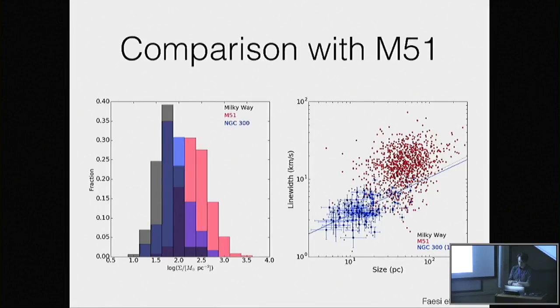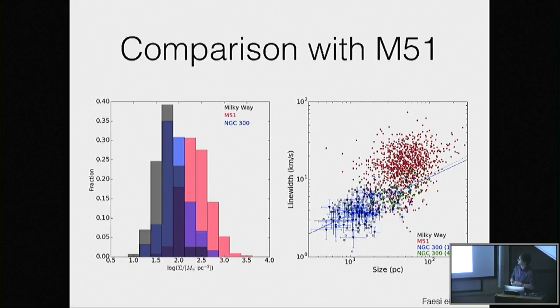And it's been well studied by the PAWS survey. So comparing the surface densities on the left in histogram form, M51 is in red, and where the colors overlap, you can see a color change. You can see that M51 has much higher GMC surface densities, and also on the right, a much higher size line width relation coefficient. So here we are actually seeing differences between NGC 300 and the Milky Way on one hand and M51 on the other.